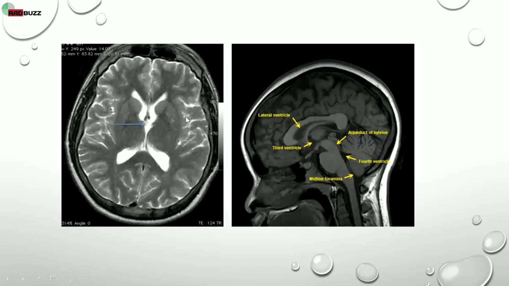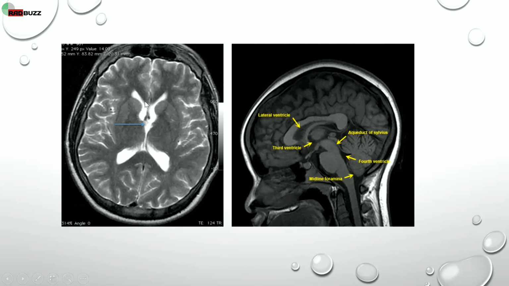Where they are, let's see. This is axial T2 image. This is the foramen of Monro, the two lateral ventricles, in the midline slit-like third ventricle. On sagittal, it looks like this on T1. This is foramen of Monro. Why is this important?